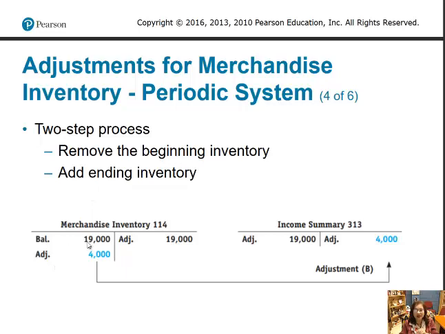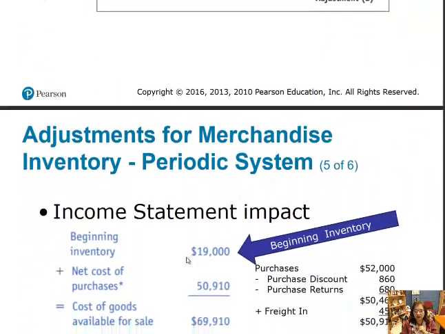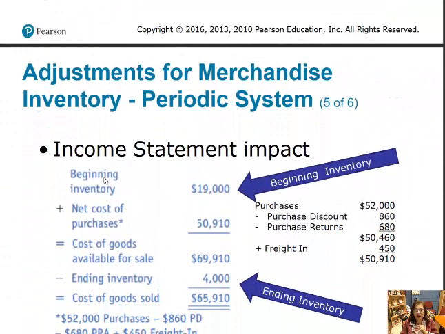So we have 19,000. The adjustment again is 19,000. Then we have 4,000 as our adjusting balance. Notice the adjustment that we're making, which means that we have the beginning inventory of 19,000.